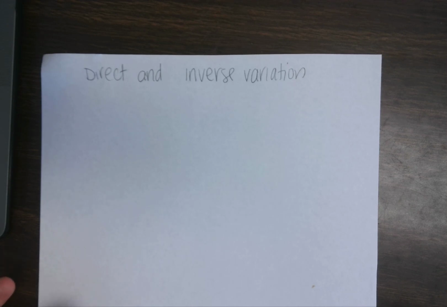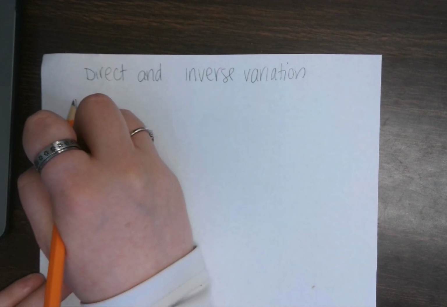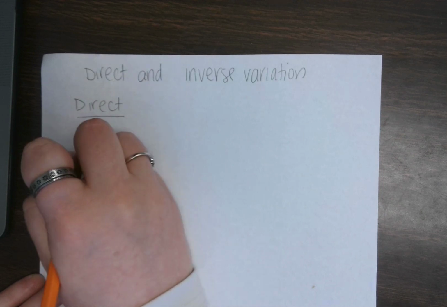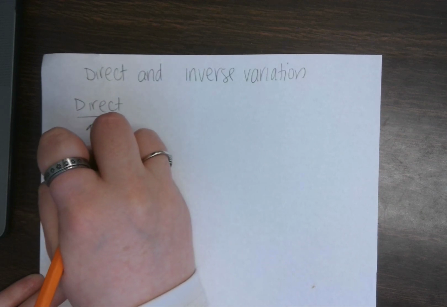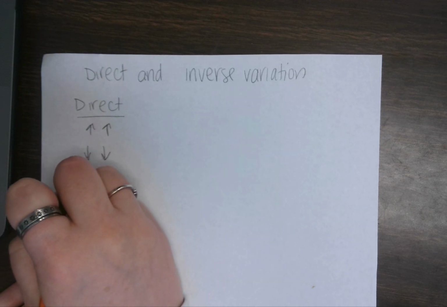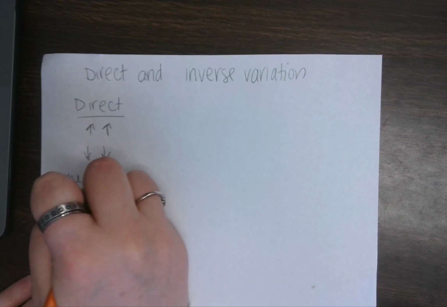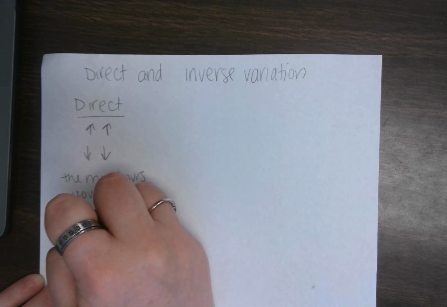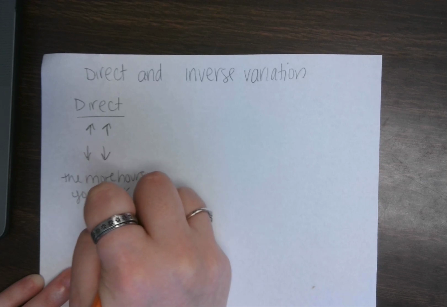So the first thing that we're going to talk about with direct and inverse variation is what these things mean. Direct variation means that things change, both increasing or both decreasing at the same time. So, for example, the more hours you work, the more you get paid.